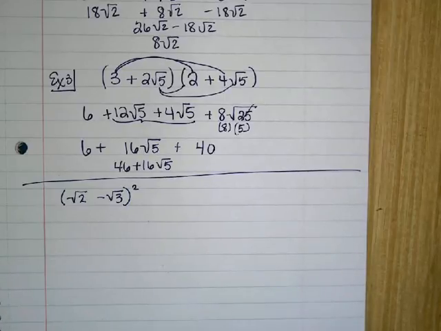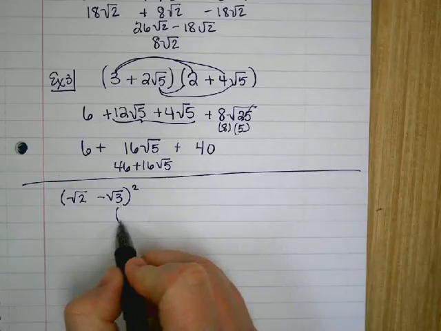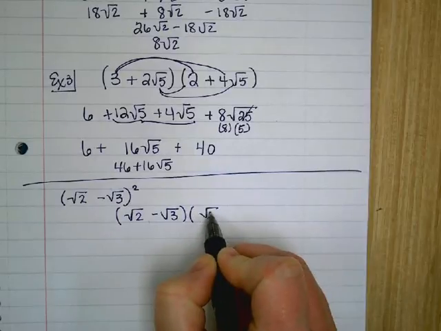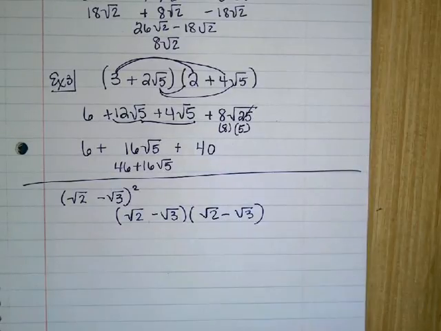Okay? They want you to multiply the square root of 2 minus the square root of 3 times the square root of 2 minus the square root of 3. Now remember what I told you. If you're multiplying two things together and they're both radicals, multiply the numbers under the radical, which is all we have in this problem. I don't have anything on the outside. So here I go.